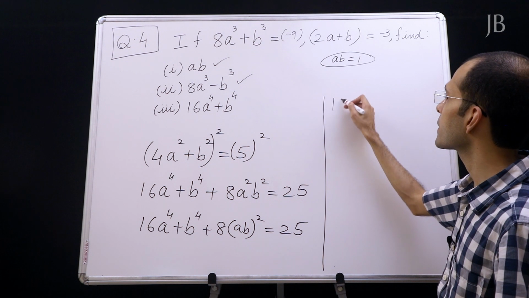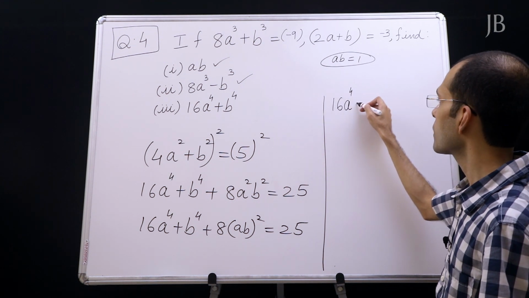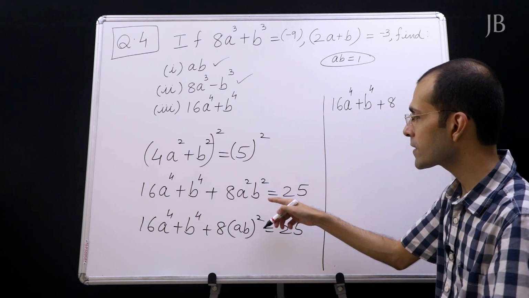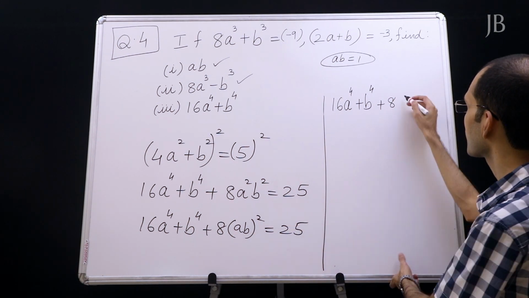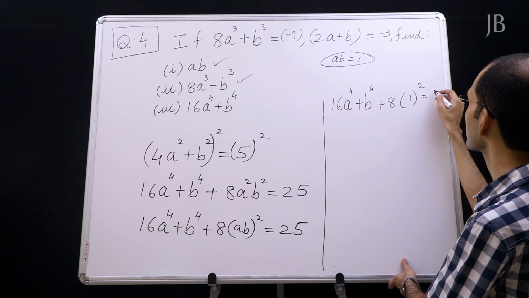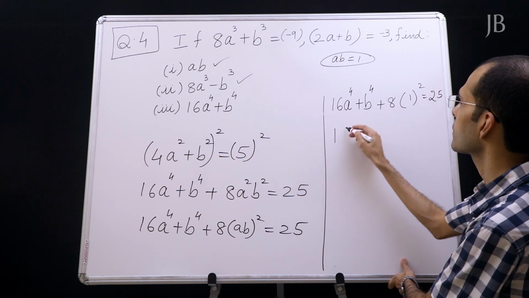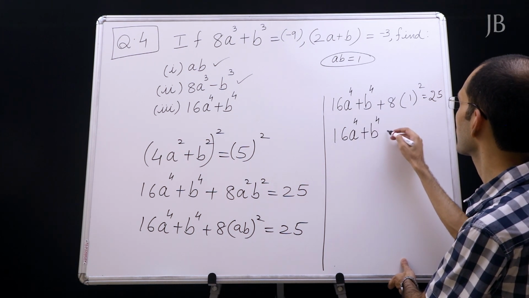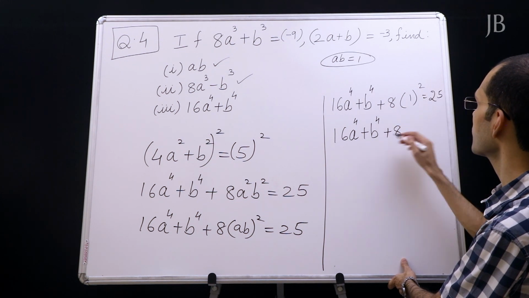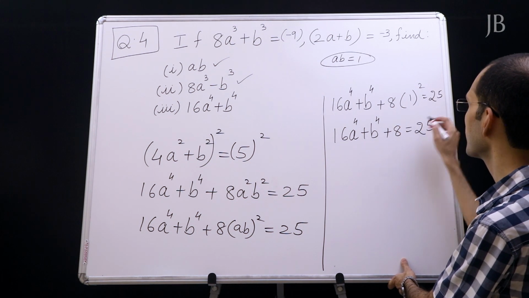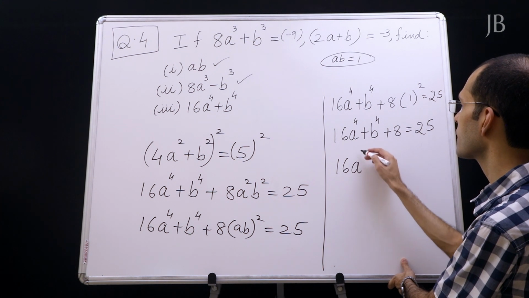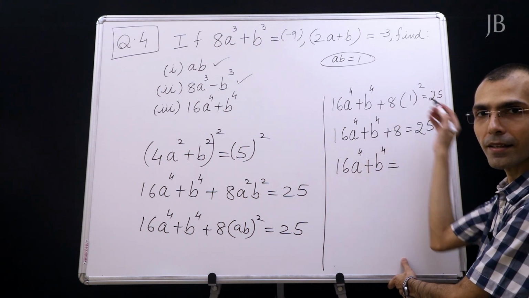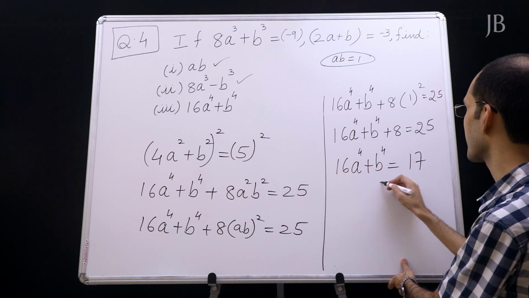Okay, this will be 16 a raised to 4 plus b raised to 4 plus 8. What was ab? We found out 1. So 1 square is 25. So 16 a raised to 4 plus b raised to 4 plus 8, 1 square is 1. Okay, that is 25. Now a raised to 4 plus b raised to 4 will be 25 minus 8, that is 17.